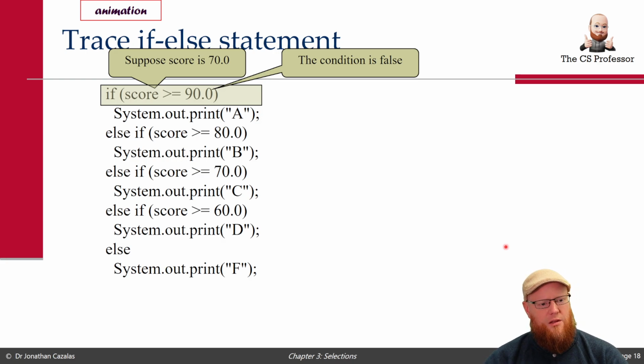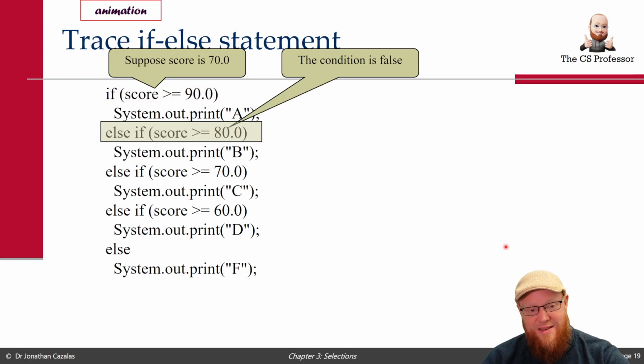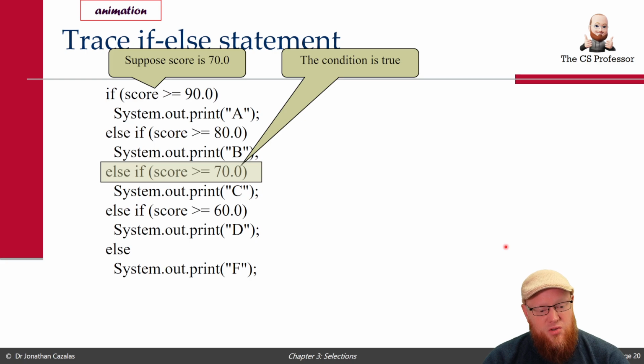So we're going to check, is 70 greater or equal to 90? Of course not. So we're going to come to the next condition to check. The next Boolean expression. Is the score greater or equal to 80? Nope. So we're going to come to this one. Is the score greater or equal to 70? Yes, because it says suppose the score is 70. So yes, this is true. That Boolean expression evaluates to true, so we're going to go inside that statement.